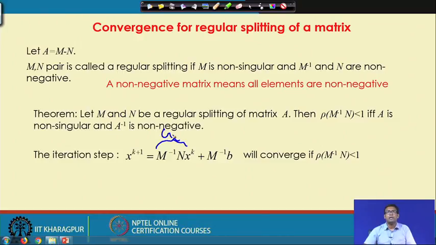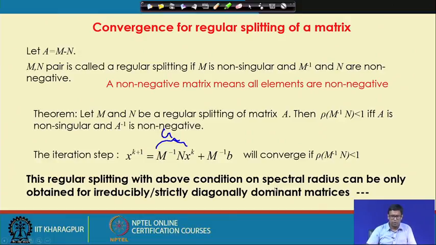That means M is non-singular, and M inverse and N are non-negative. Now, there was a scientist named Gershgorin who found a theorem on the diagonal dominance of a matrix and its eigenvalues. As a corollary of the theorem, we can say that this regular splitting, with the above condition that the spectral radius rho of M inverse N is less than 1, can only be obtained for irreducibly or strictly diagonally dominant matrices.